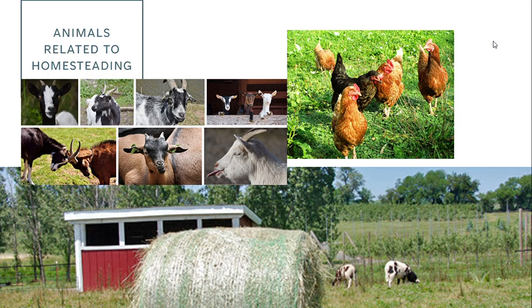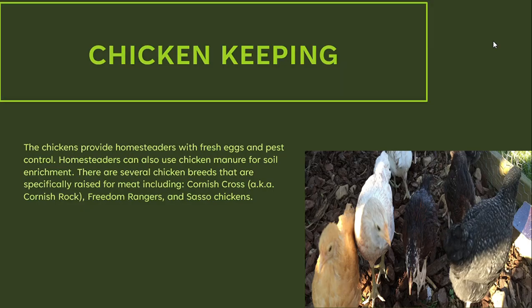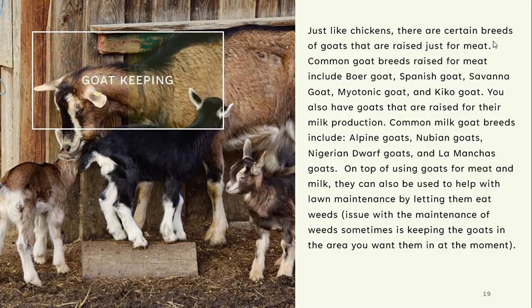Animals related to homesteading. Chicken keeping. The chickens provide homesteaders with fresh eggs and pest control. Homesteaders can also use chicken manure for soil enrichment. There are several chicken breeds that are specifically raised for meat, including Cornish cross, which also get called Cornish rock, Freedom Rangers, and Sasso chickens.